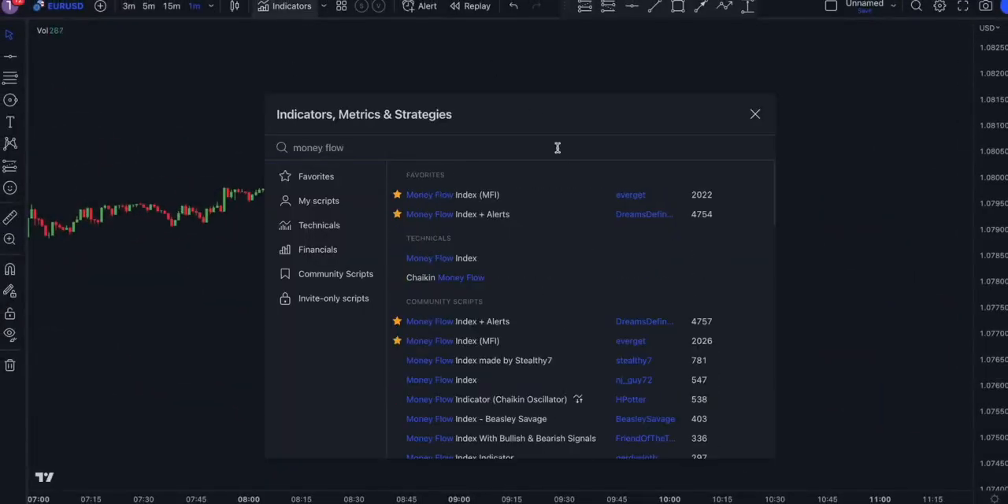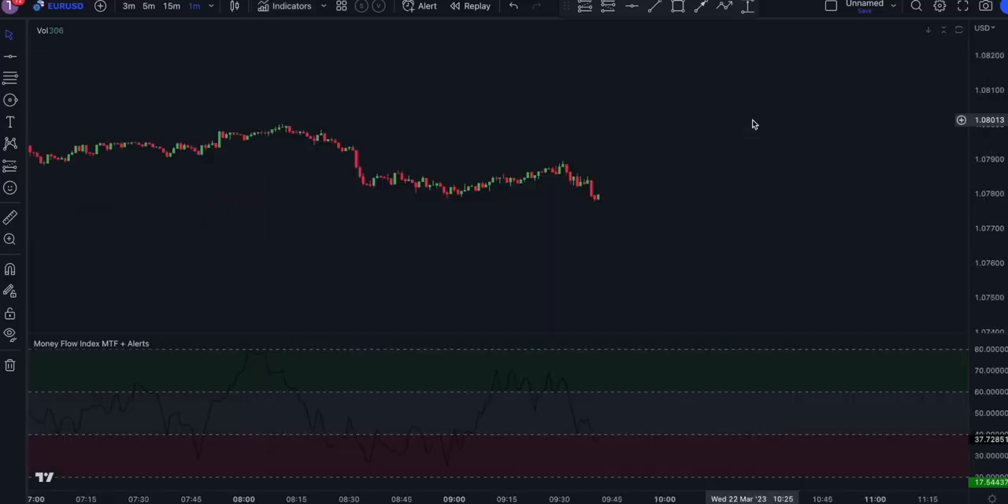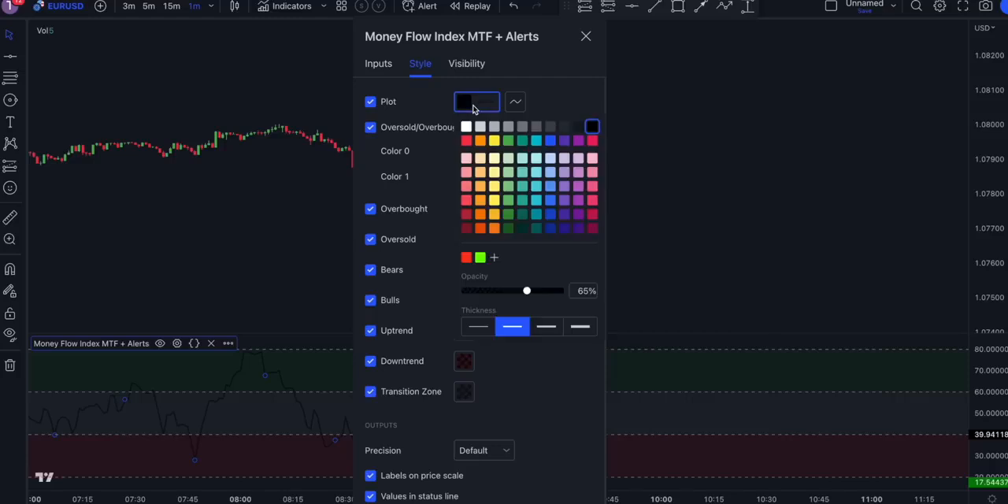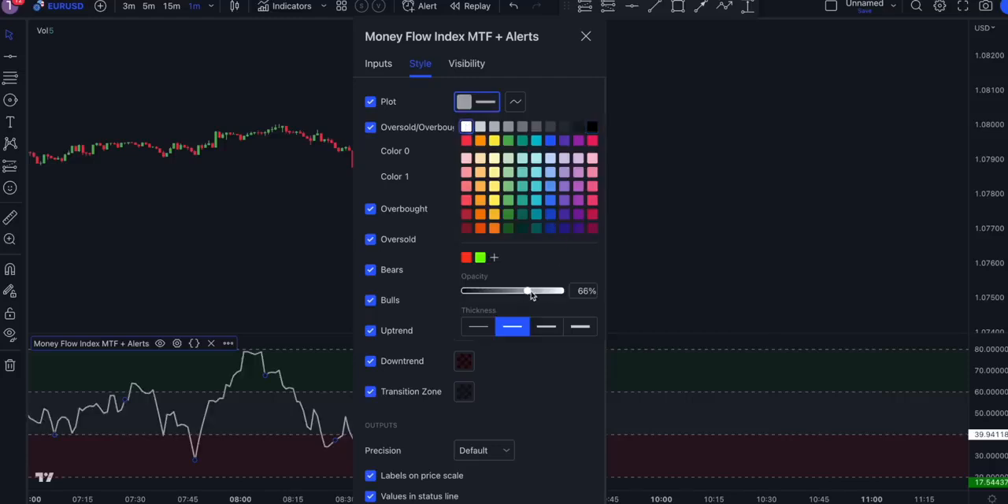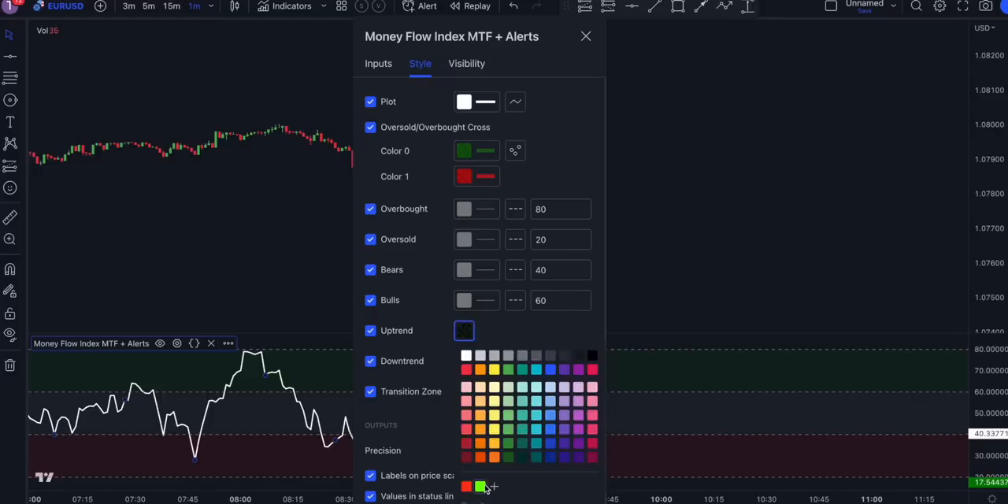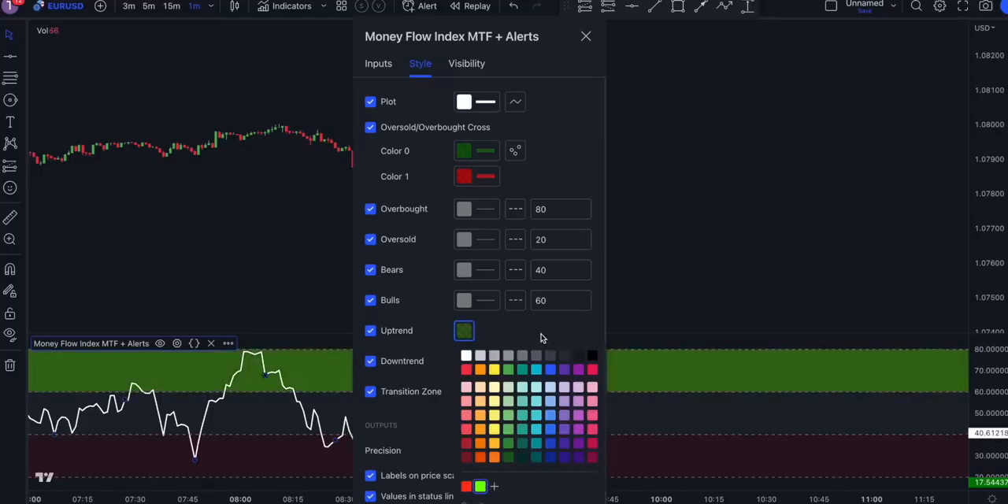So, for the first indicator, let's add the money flow index. There are many options out there. I personally recommend this one by Dreams Defined. Before I explain how this tool works, let's change the colors of the lines so that we can see them more clearly. For that, we need to open the style and change the plot from black to white. In addition, let's make the backgrounds a bit more visible.